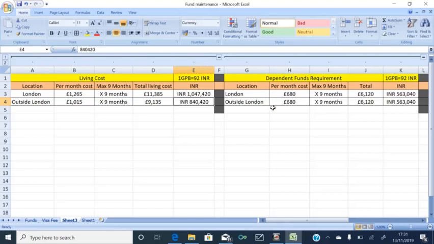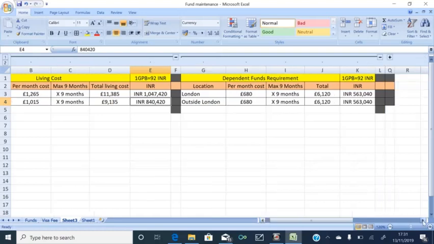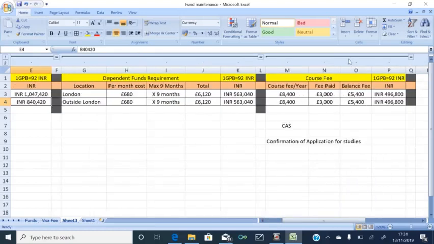So for dependent, it's £680 per person, multiplied by 9 months, and that's £6,120. For London location, it might vary a little bit. I think for London location it is a little bit high, but I use £680 as an example. But the total in Indian rupees is 5,63,000 rupees. And the third one is your course fee, which is the most important component.